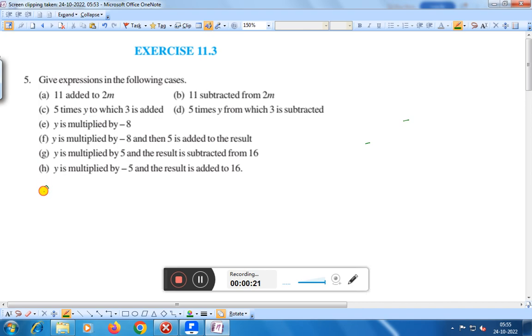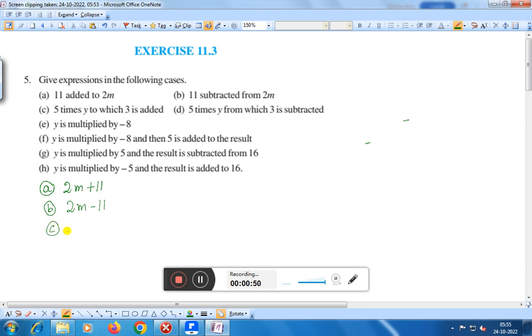A is 11 added to 2m. That is 2m plus 11. Right, this is for A. Now question number B is 11 subtracted from 2m, that is 2m minus 11.